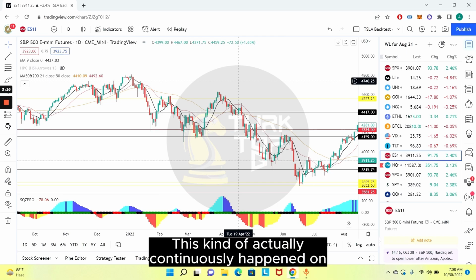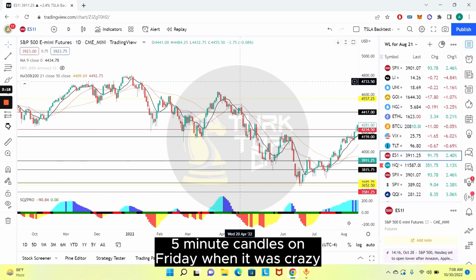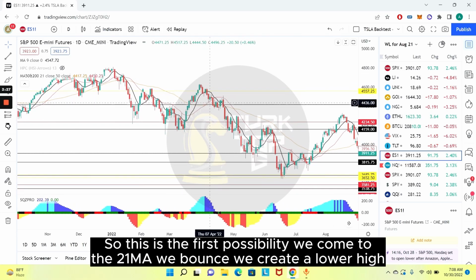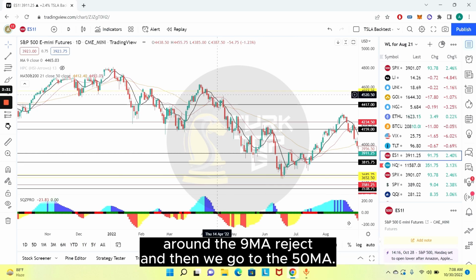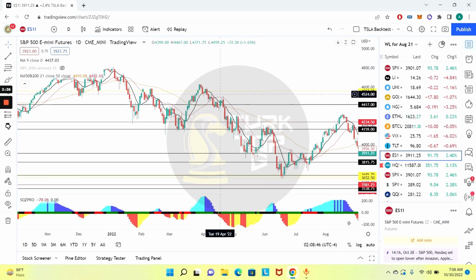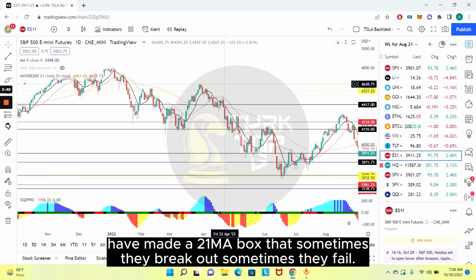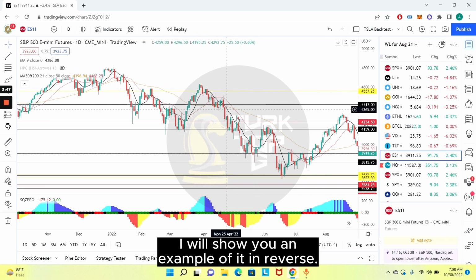This kind of action continuously happened on 5-minute candles on Friday when it was a crazy squeeze. So that's the possibility I will show you later. This is the first possibility. We come to the 21MA, we bounce, we create a lower high around the 9MA, reject, and then we go to the 50MA. If price had moved above the 9MA, then we would have made a 21MA box that sometimes breaks out, sometimes fails. I will show you an example of it in reverse.